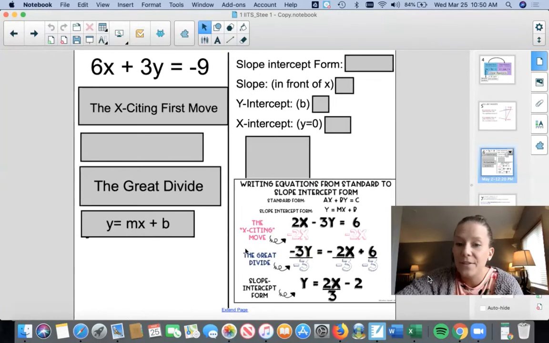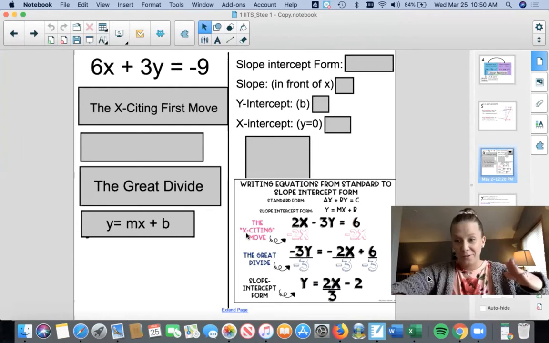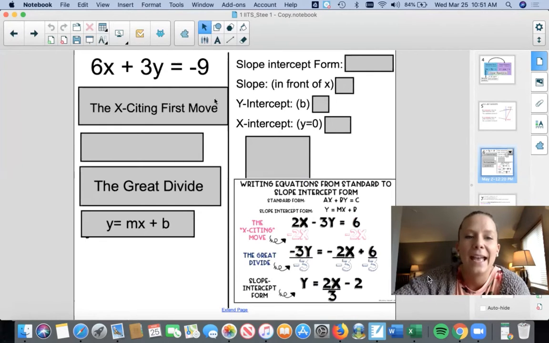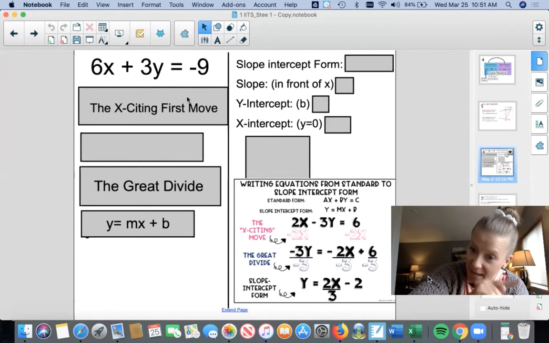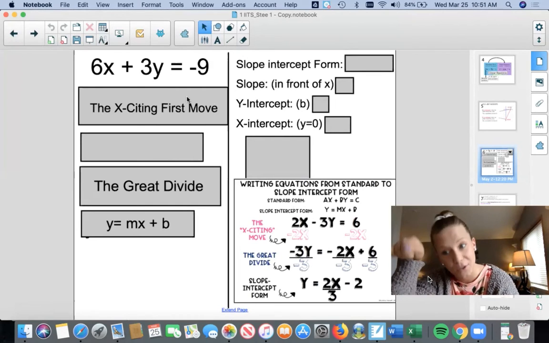Now, I found this cute little note sheet, and it kind of gives us our 2 steps. The first is the exciting move. Exciting move. You do that first, okay? And the exciting move is to actually subtract the x from both sides. Remember, what you do to one side, you must do to the other.